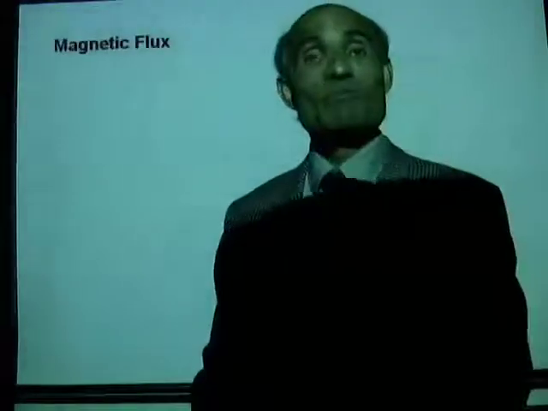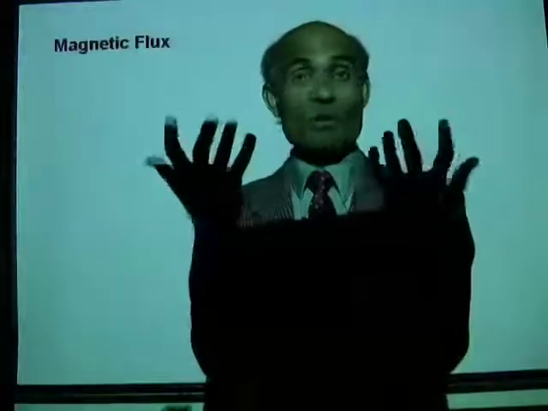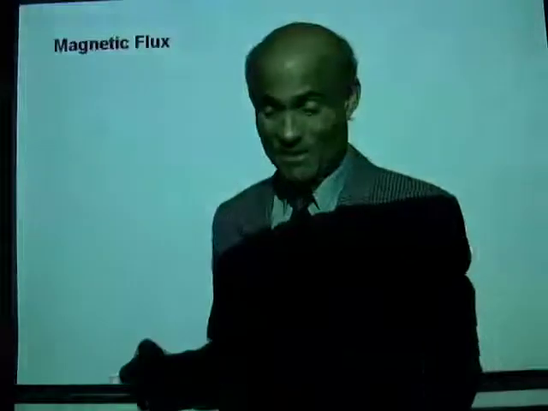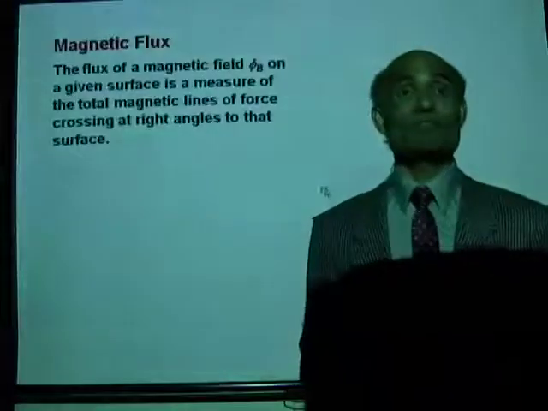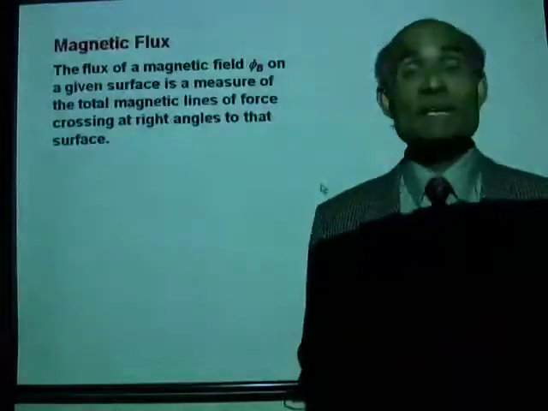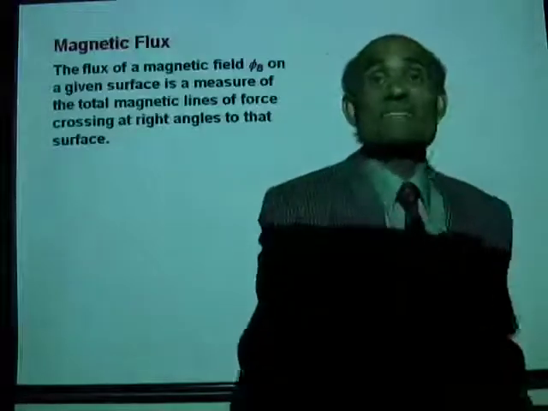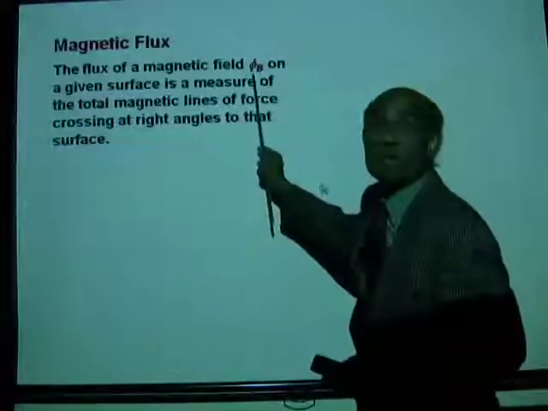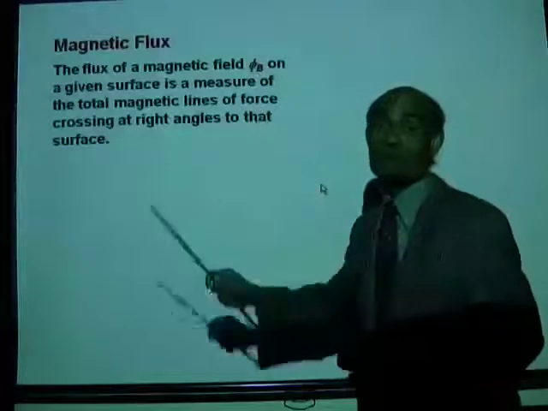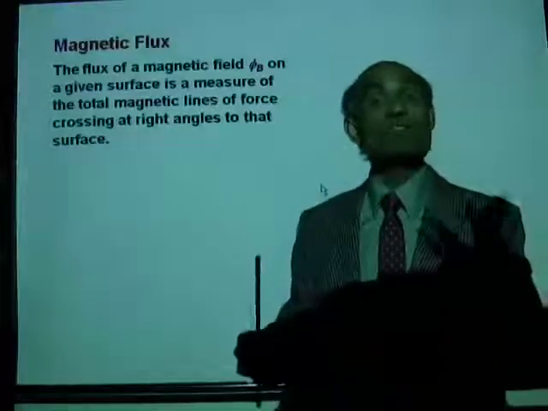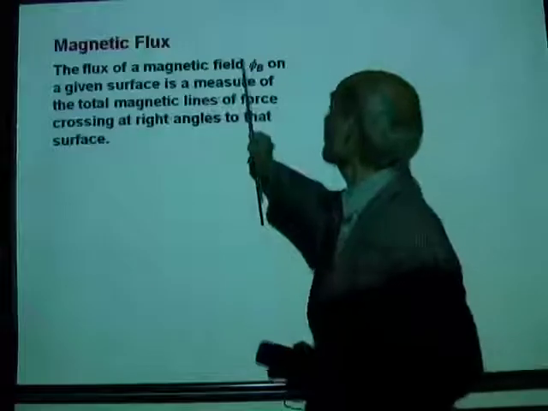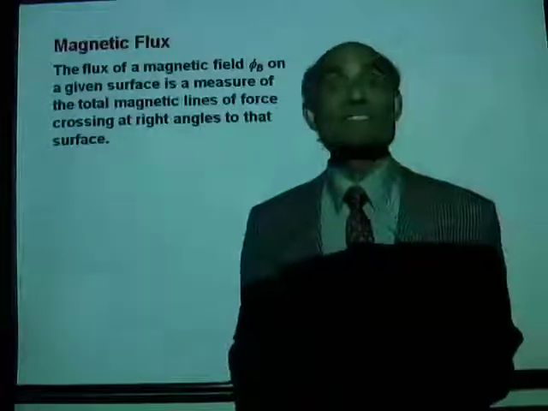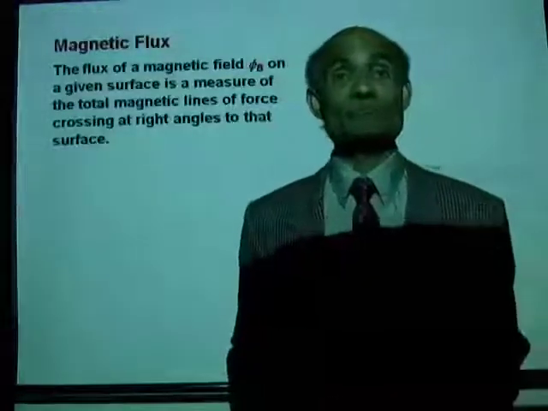Well, we will now look at a familiar concept called flux. Remember, all the quantities we are discussing here, we are already familiar. You know what electric flux is. Similarly, we talk about magnetic flux. The flux of a magnetic field, we represent that by phi sub B, magnetic flux. Remember, the letter phi is what we generally use for flux. So phi sub B represents the magnetic flux.